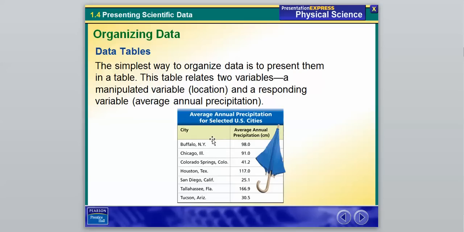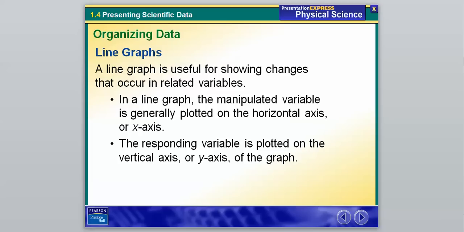Again, they change that. That's what we manipulate. They change what city they were in. And what responded in the change in city was the amount of precipitation that they have. So this is a pretty simple way to compare, again, different average annual precipitation that we have in different cities. So that's pretty simple. That's a data table.